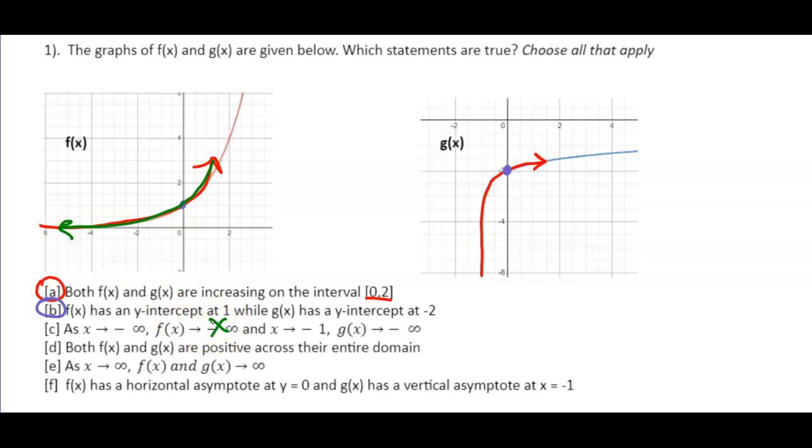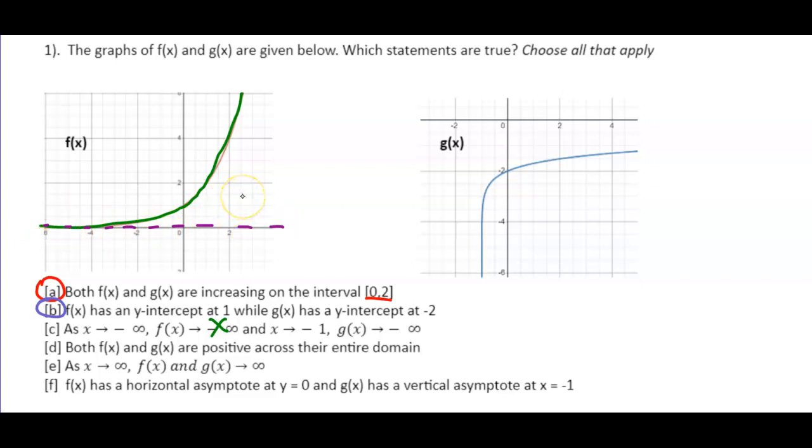So it's not C. D, both f of x and g of x are positive across their entire domain. So let's take a look at these. I'm going to erase this just a little bit so we have a clean slate here. Let's look at f of x first. Alright, f of x, if I look across its entire domain, f of x is positive. The entire graph from negative infinity to positive infinity is above the x-axis. All of those y values are positive.